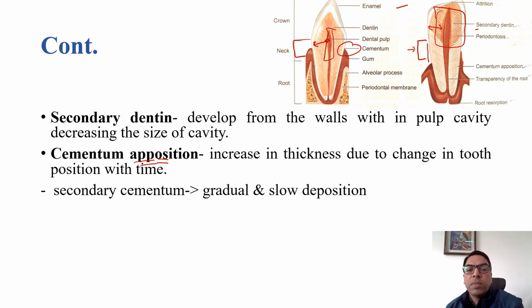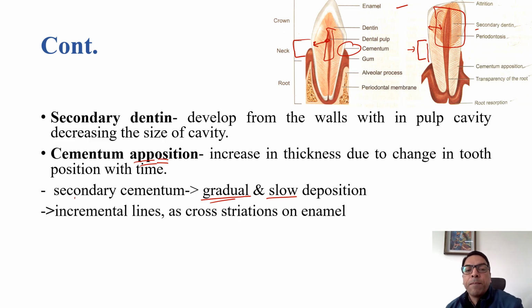Secondary cementum. Cementum apposition leads to development of secondary cementum, which is a gradual and slow process. It leads to the formation of incremental lines, which are cross striations on the enamel. Here the cementum was there, it is absent here, and there is development of incremental lines in this area.